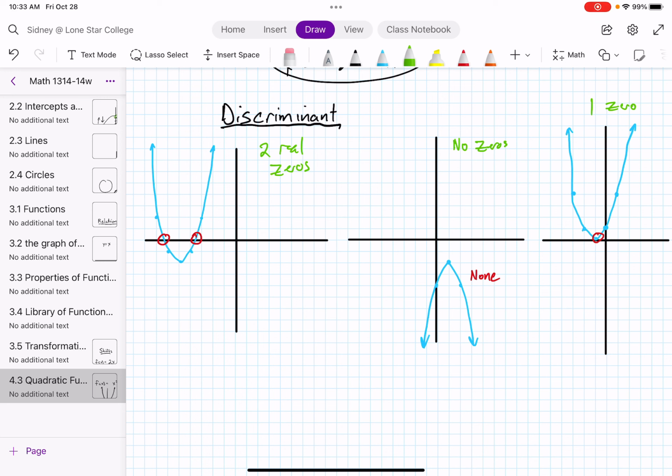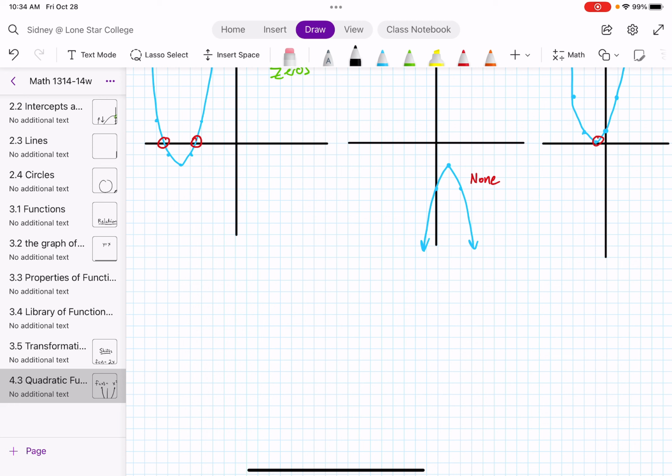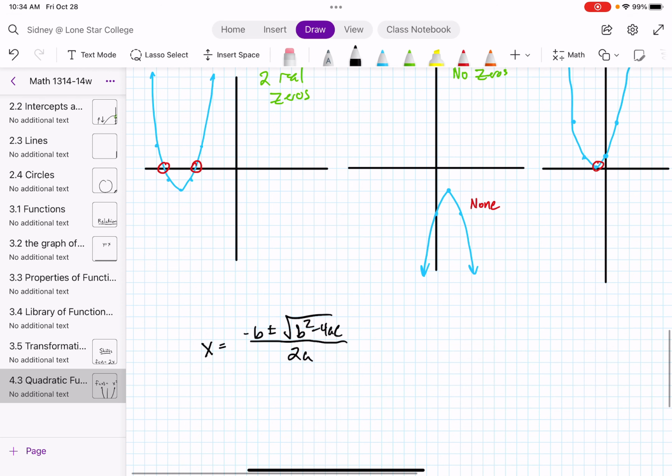Now, one question is, how do you know which of these situations is going to arise? How you can tell comes from what we call the discriminant. Now, to understand the discriminant, you have to look at the quadratic formula. So we have x equals negative b plus or minus the square root of b squared minus 4ac, all over 2a. The key here is this plus or minus.